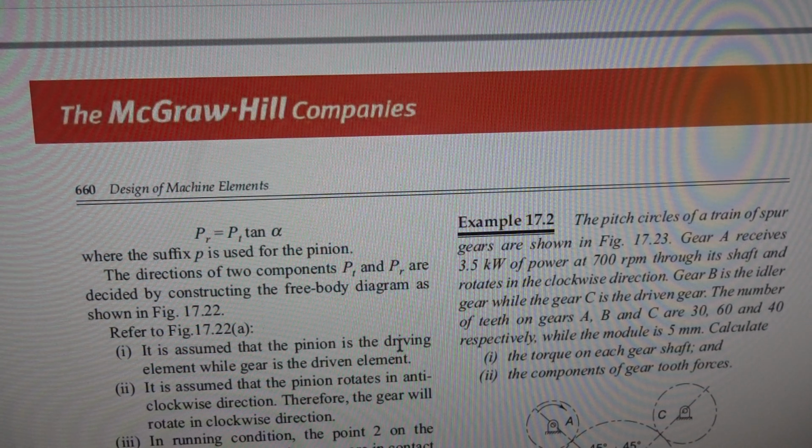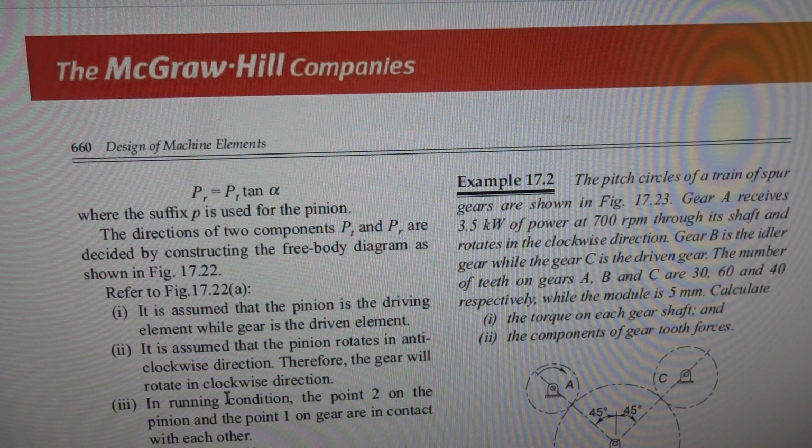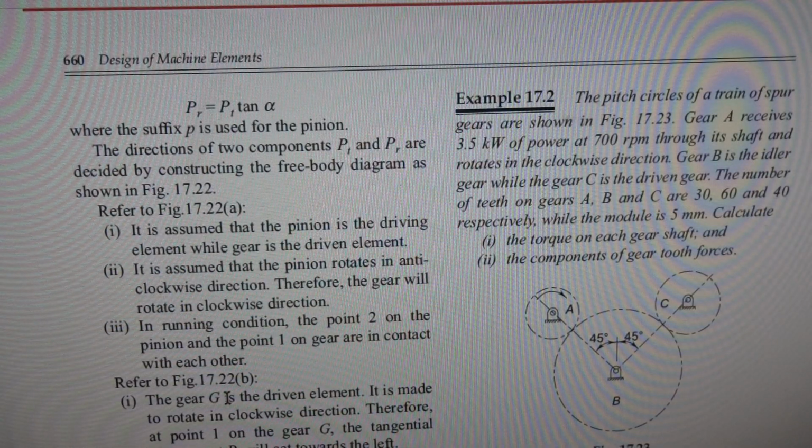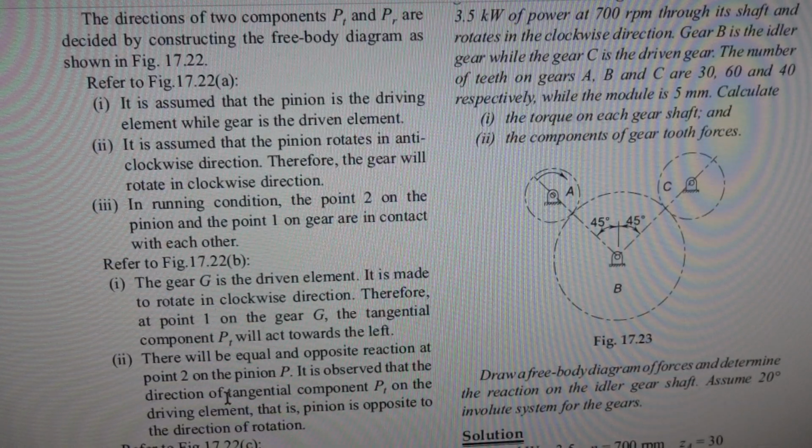It is assumed that the pinion is the driving element while the gear is the driven element. It is assumed that the pinion rotates in the anti-clockwise direction, therefore the gear will rotate in the clockwise direction. In running conditions, point 2 on the pinion and point 1 on the gear are in contact with each other. The gear G is the driven element. It is made to rotate in the clockwise direction. Therefore, at point 1 of the gear G, the tangential component PT will act towards the left.